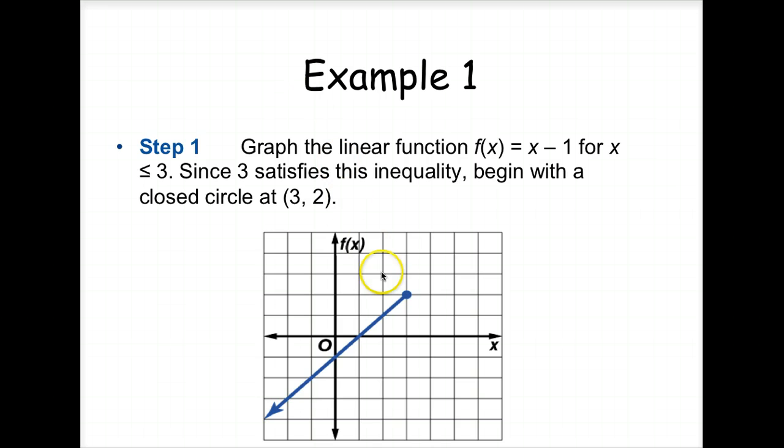So we've got a closed circle at 3, and at 3, 2, I'm sorry. 1, 2, 3, 2, and then we'll continue using values that are greater than 3. If we choose values for greater than 3, we'll see where we end up going.